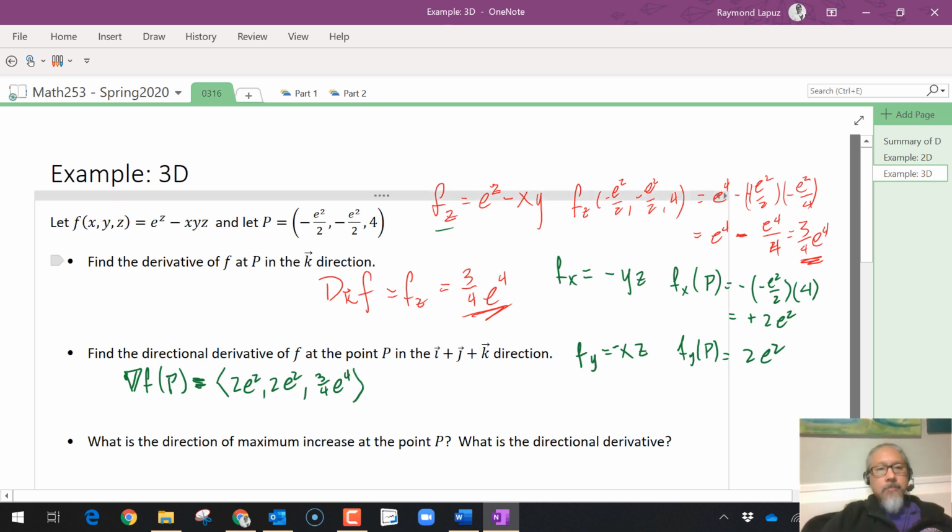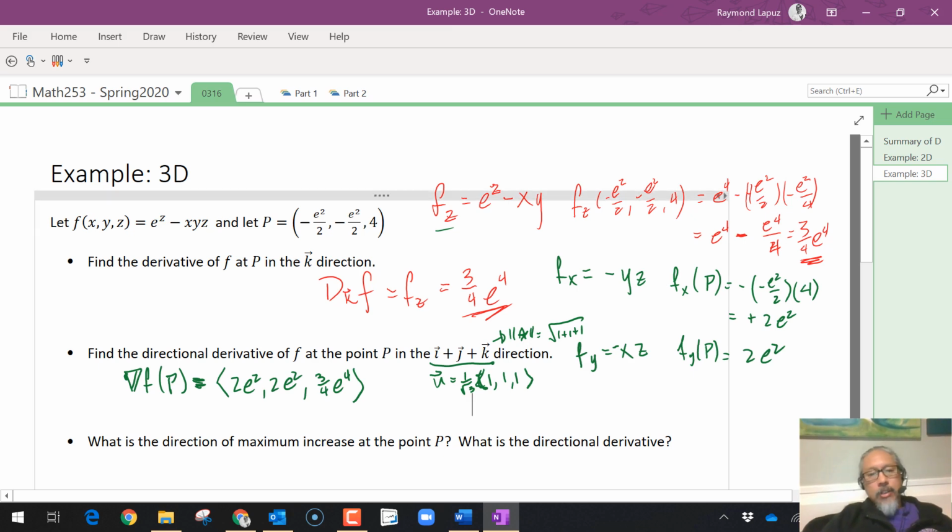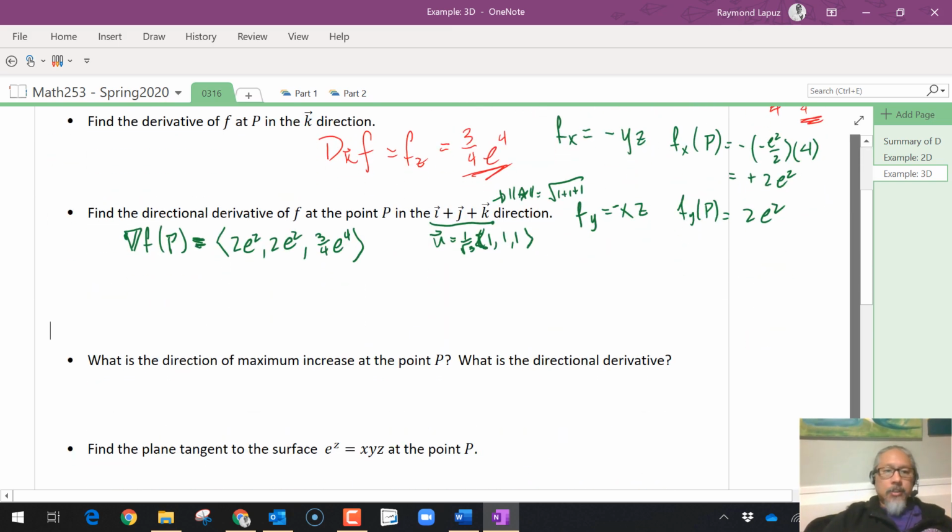Okay, now we want the unit vector in this direction. So u, well, the magnitude of this is going to be equal to the square root of 1 squared plus 1 squared plus 1 squared, so that's just root 3. So u is going to be 1 over root 3 times the vector 1, 1, 1. And so instead of distributing, I'm going to leave it like that, and then consider maybe distributing later, if at all.